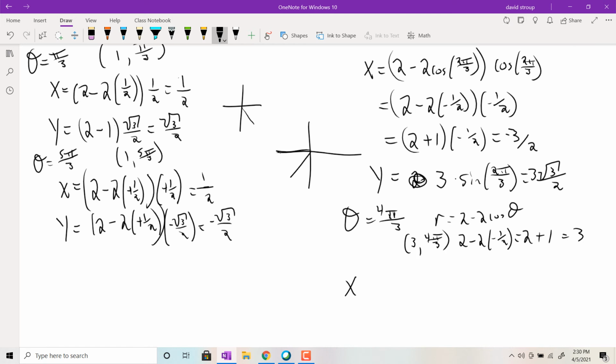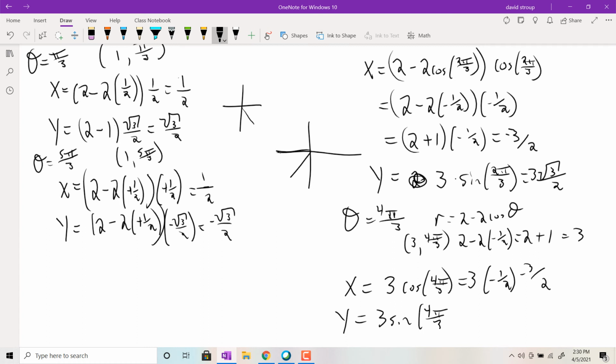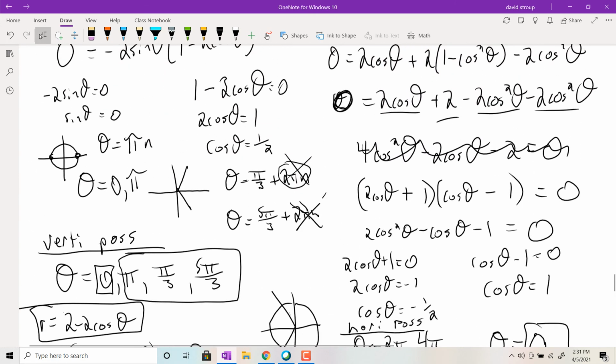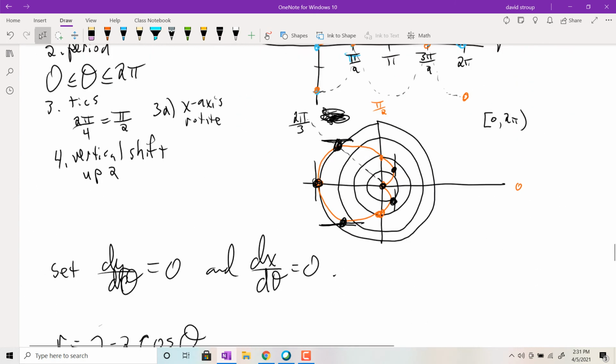If you need the xy coordinate, x equals 3 times cosine of 4 pi over 3. So again, that's negative 1/2, so that would be negative 3/2. And then the y coordinate would be 3 times the sine of 4 pi over 3. Sine is also negative in that case, so it would be negative 3 root 3 over 2, depending on which answer the software wants. Let's confirm that with the graph. So yes, negative x values and then negative y.